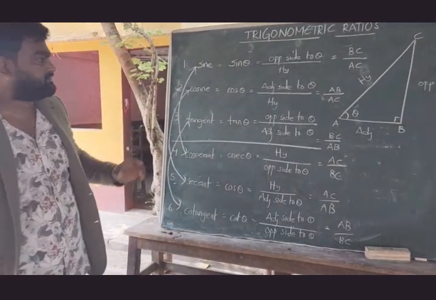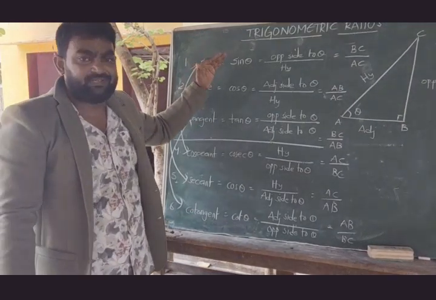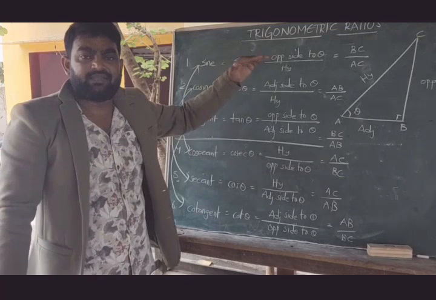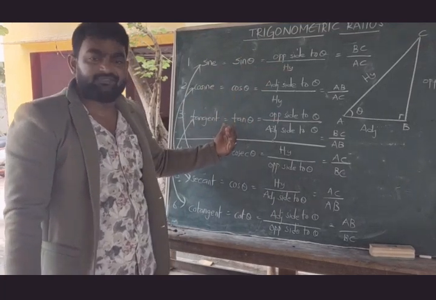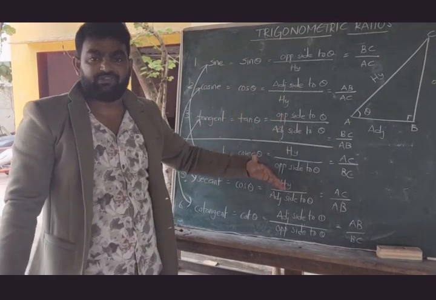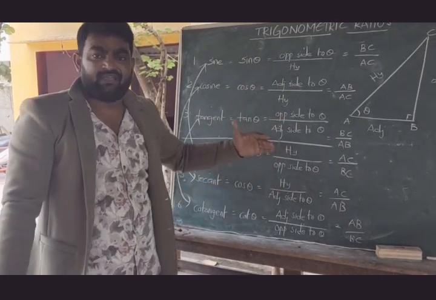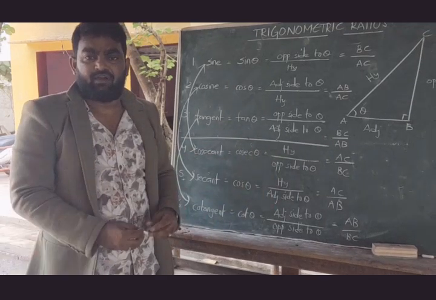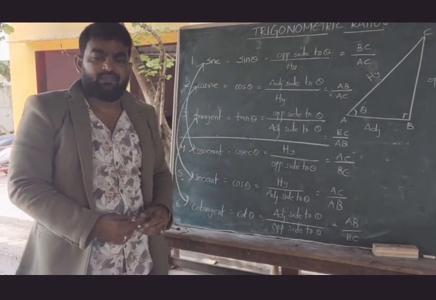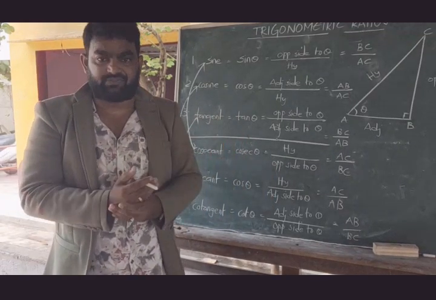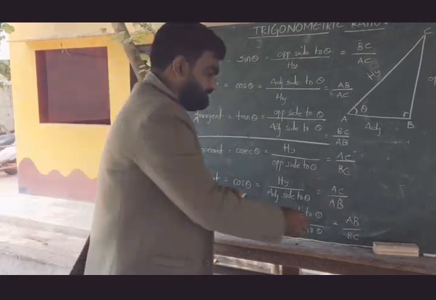I repeat. First one is sin theta, opposite by hypotenuse. Cos theta, adjacent by hypotenuse. Tan theta, opposite by adjacent. Cosecant, hypotenuse by opposite. Secant, hypotenuse by adjacent. Cot theta, adjacent by opposite side. Now I am going to explain the relationship among the trigonometric ratios. Okay, let's have a look.